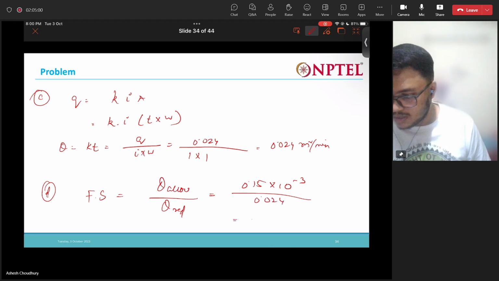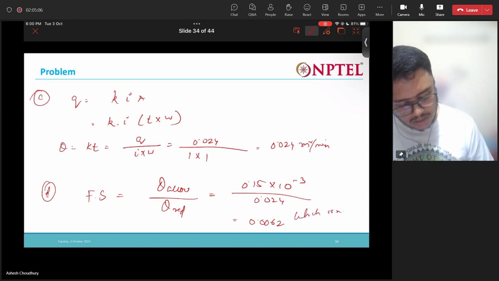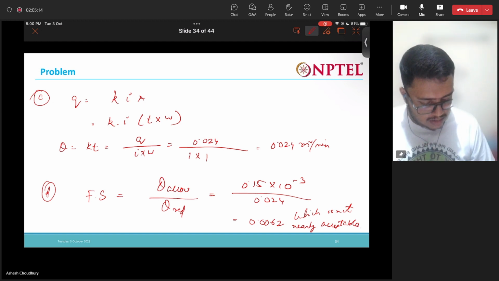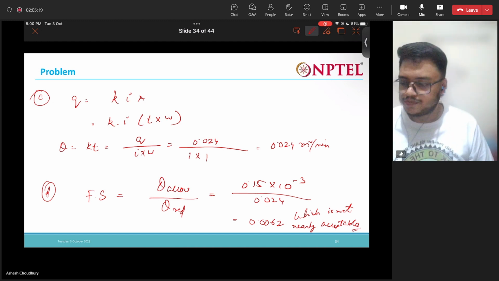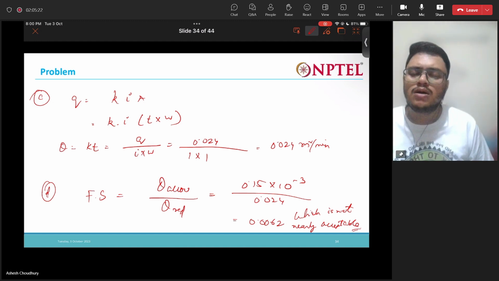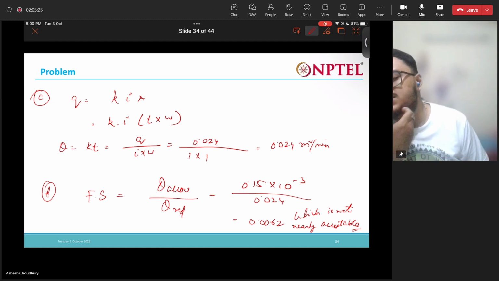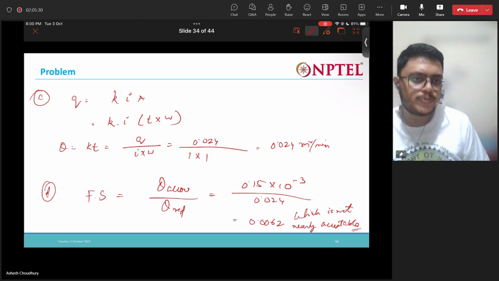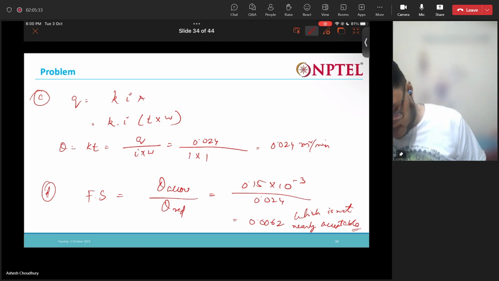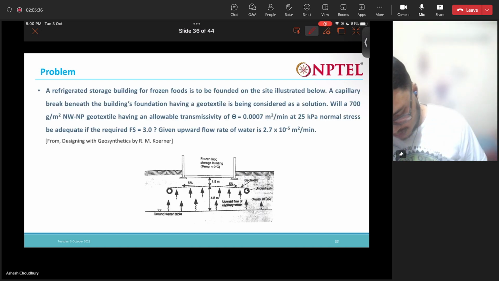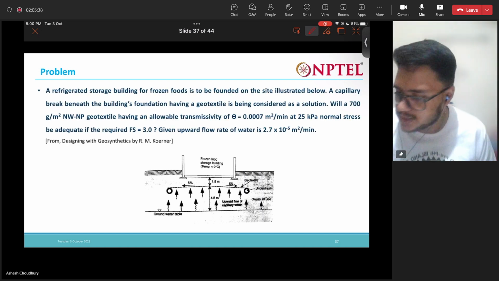0.024. So it comes out as 0.0062, which is not nearly acceptable. It is not acceptable at all. So we need to choose some other synthetic material, but for this type of problem where there is a little bit higher flow, what we can do is go for geonet. Okay, we can use geonet. Whatever be the case, let us see the next problem.